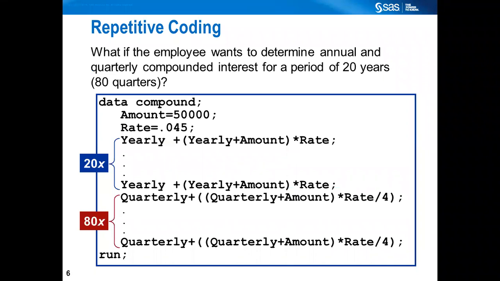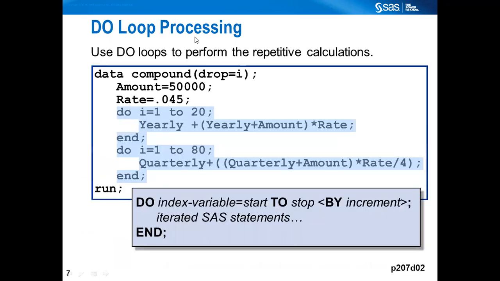This was quite simple only for the first year. For the first year we know there are 4 quarters, but what if we wanted to calculate the same thing for 20 years? Are we going to sit and write the same programming for yearly 20 times and for quarterly 80 times? It's not going to be an efficient way of coding. Hence we are going to see how to avoid repetitive coding. The task will be simple if we use a do loop.